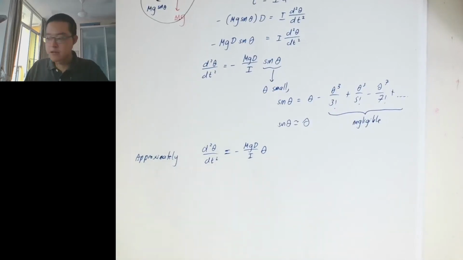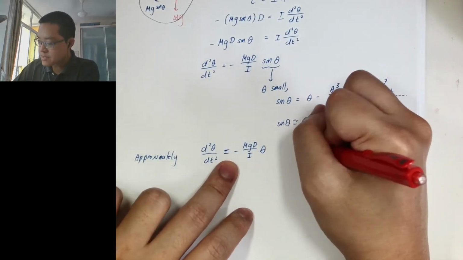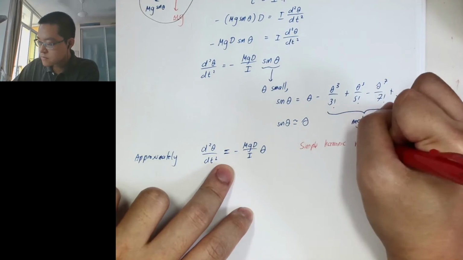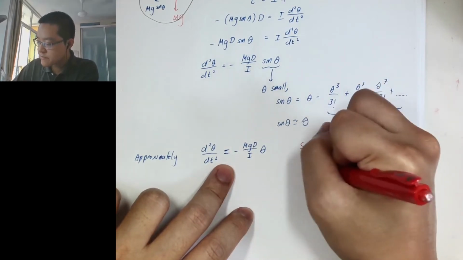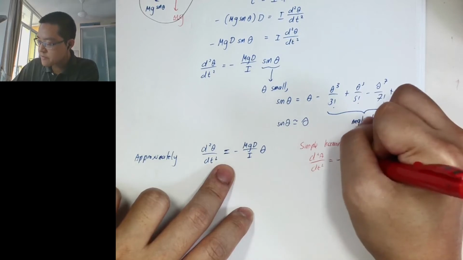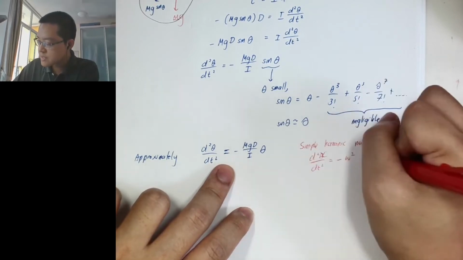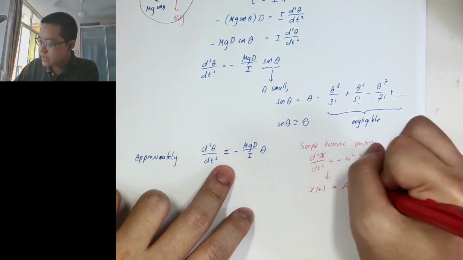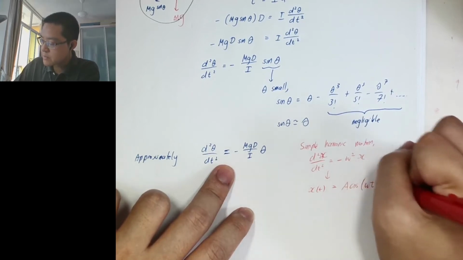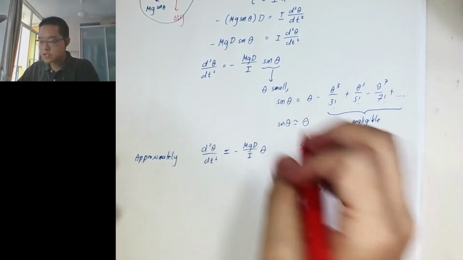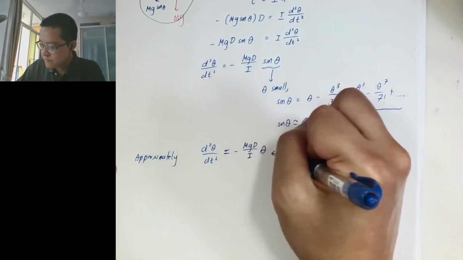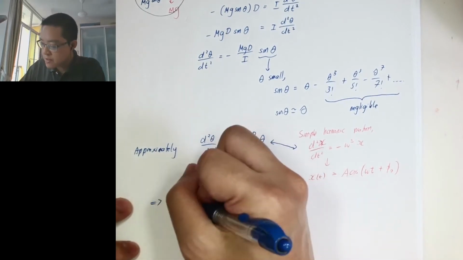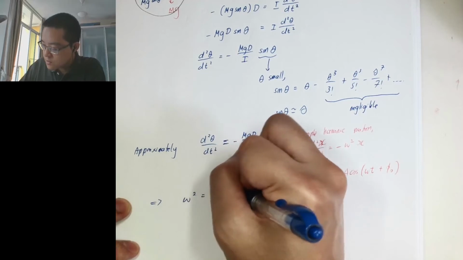So if you remember, when I first showed you the simple harmonic equation, the second derivative is a negative constant, and I was using x, and then we got the solution x(t) equals A cos(omega t plus phi 0). So this is the same equation as my simple harmonic equation. If I compare the two, I conclude that this is the same equation where my angular frequency squared is mgd over I.